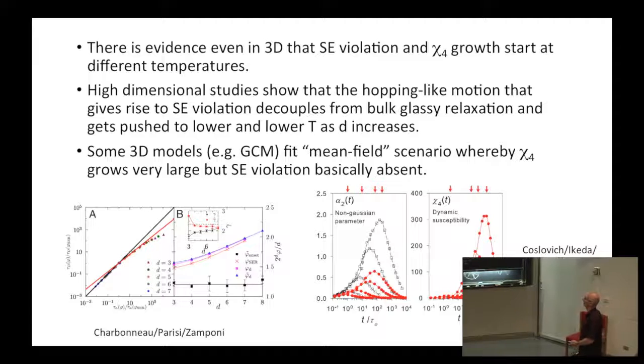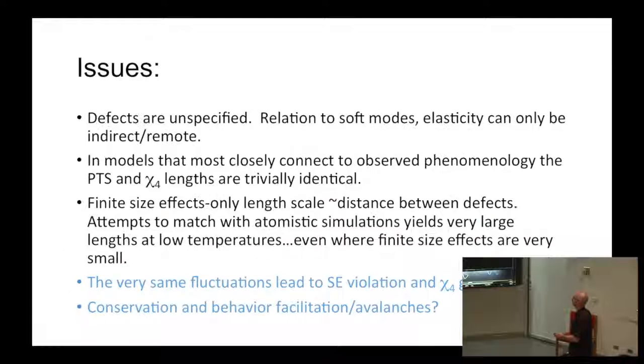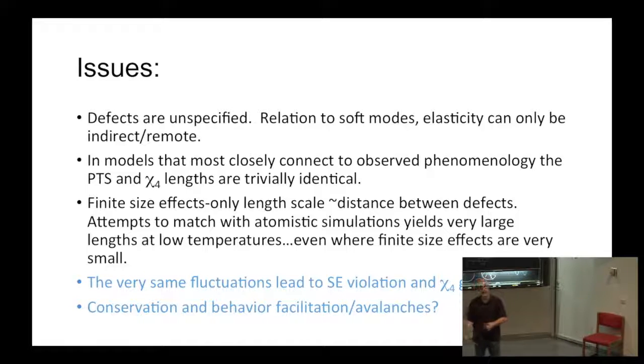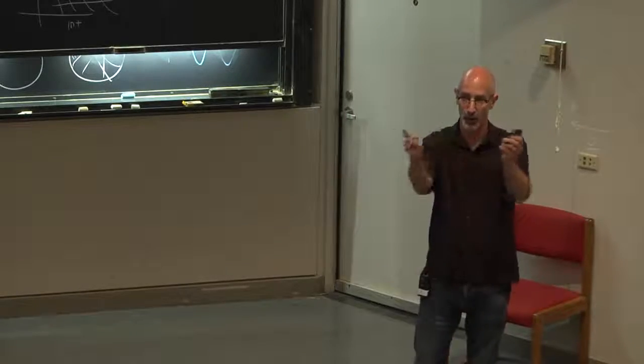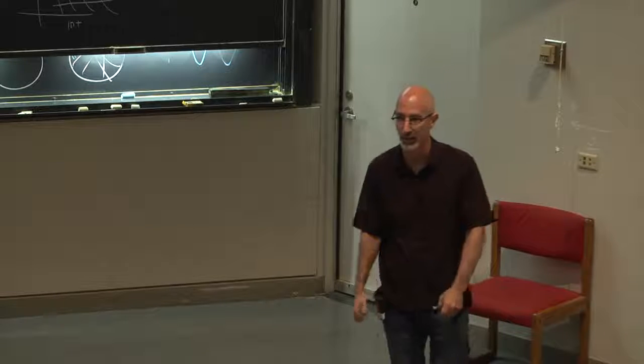Either way, I think it basically goes back to the fact that even in 3 dimensions, it looks like the fluctuations associated with Stokes-Einstein violation and those of chi-4 are different fluctuations. Their onsets occur at different temperatures. And this is what you would expect, and it's more and more the case as you go to higher and higher dimension. Sylvia?